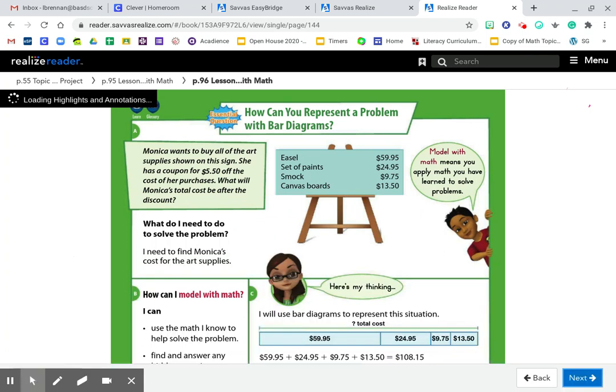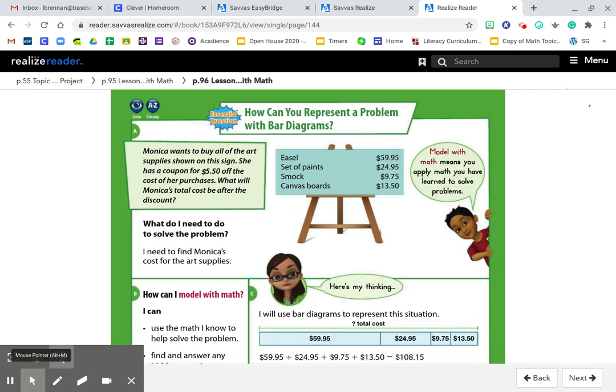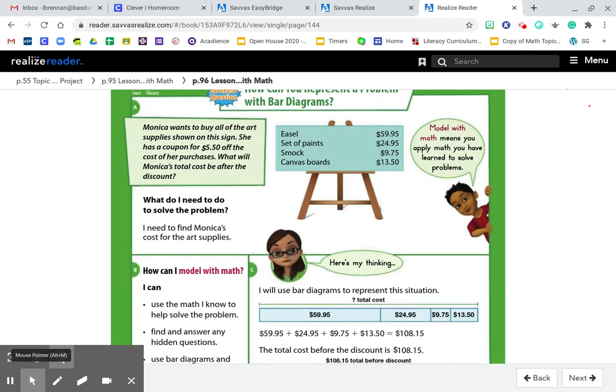How can you represent a problem with bar diagrams? And I told you these are really, really important for you to learn. They are a way to organize your math thinking and a way for a reader to understand your work. So Monica wants to buy all of the art supplies shown on this sign. She has a coupon for $5.50 off the cost of her purchase. What will Monica's total cost be after the discount?